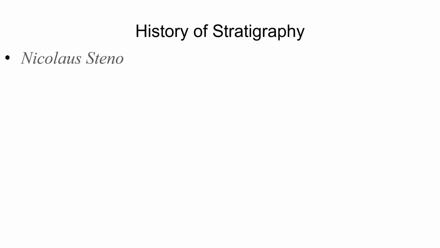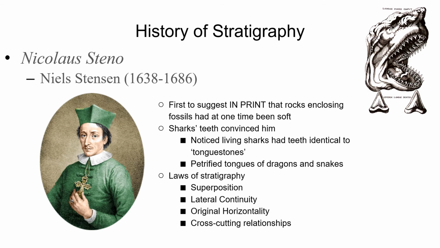We also, of course, have to discuss a little bit more about Nicolas Steno, or also sometimes called Niels Stensen. Steno was the first to really suggest in print that rocks that are enclosing fossils had at one time been soft. So, in other words, he was one of the first people to start speculating about ideas regarding diagenesis and lithology. And what really convinced him, though, were shark's teeth.